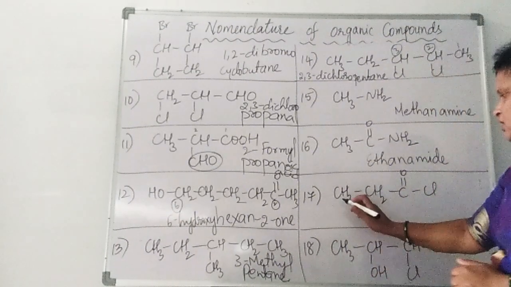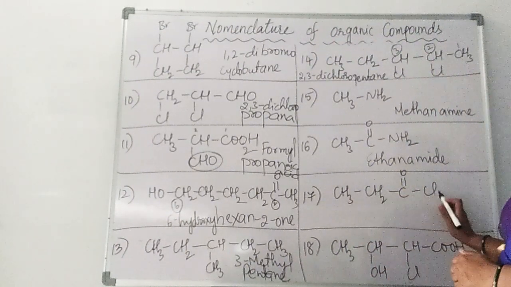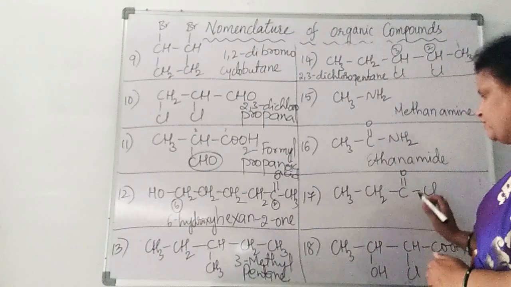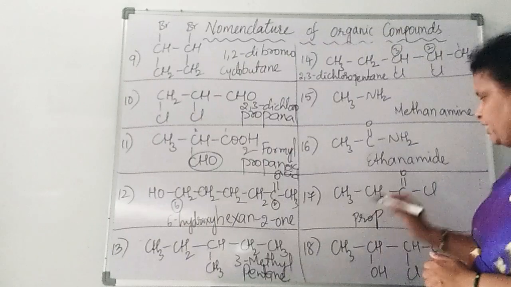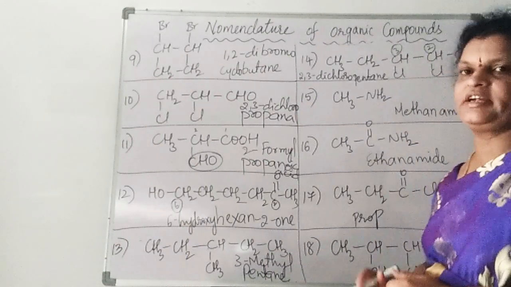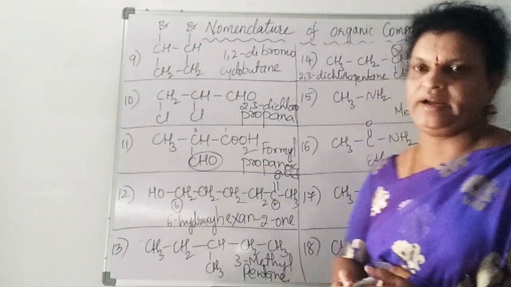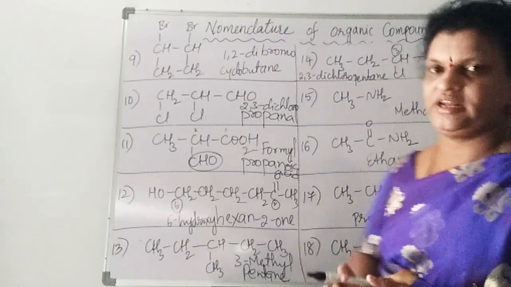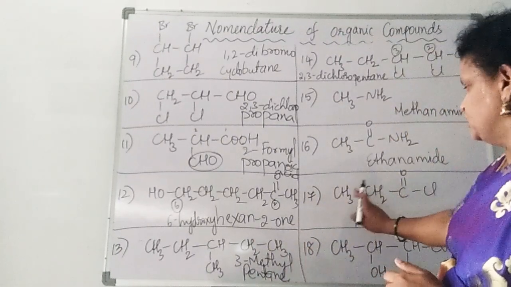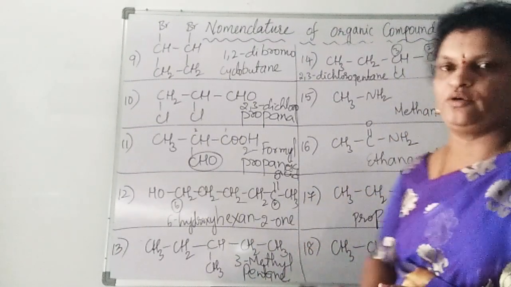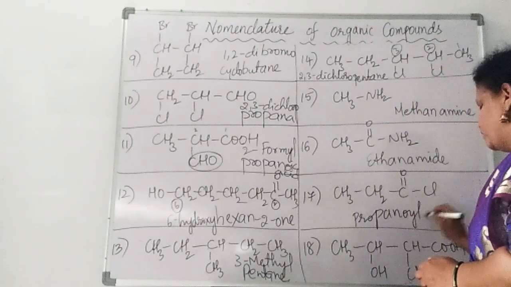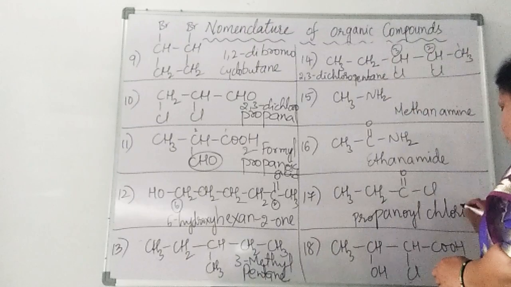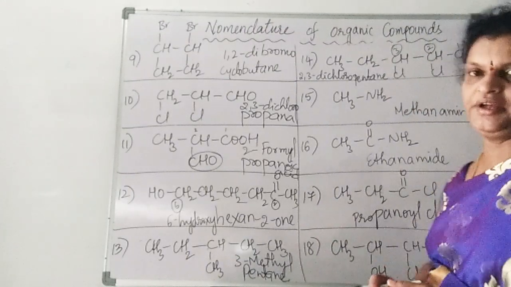right? Next, CH3, CH2, CO, Cl. Total together we have here 3 carbons, so prop, and COCl is written as a secondary suffix oyl chloride. If Cl is not there, what is the name we are going to give? If OH is there, CH3, CH2, COOH, propanoic acid. Like that, we write here propanoyl chloride. This is the name we are going to give.